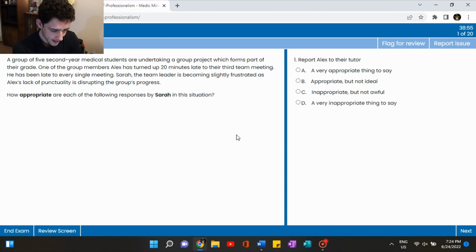A group of 5 second-year medical students are undertaking a group project which forms part of their grade. One of the group members, Alex, has turned up 20 minutes late to their third team meeting. He's been late to every single meeting. So Sarah, the team leader, is becoming slightly frustrated as Alex's lack of punctuality is disrupting the group's progress. So how appropriate are each of the following responses by Sarah in this situation?